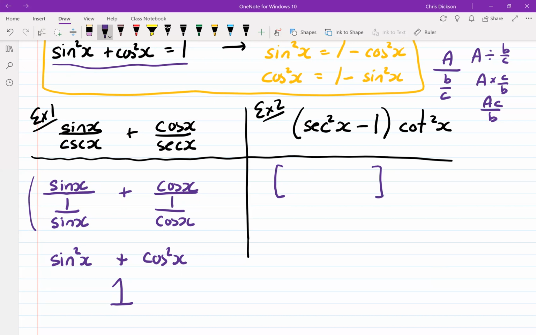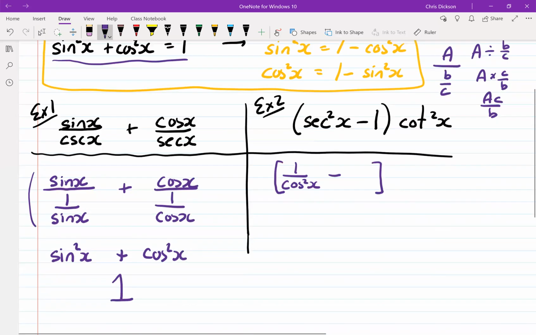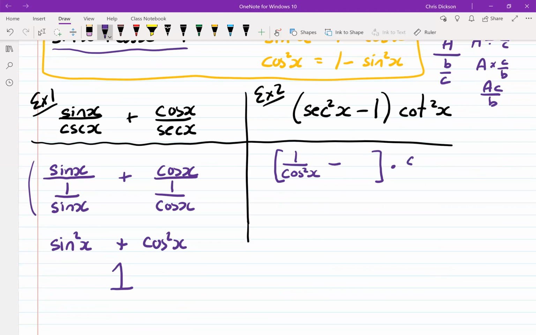So secant is 1 over cos. So secant squared would be 1 over cos squared x, and I'm minusing 1, and I'm timesing that by cotan squared x. Remember, cotan x is cos over sine. So this would be multiplied by cos squared x over sine squared x. That is cotan squared x. Now, I deliberately left the 1 out, just to save space here.